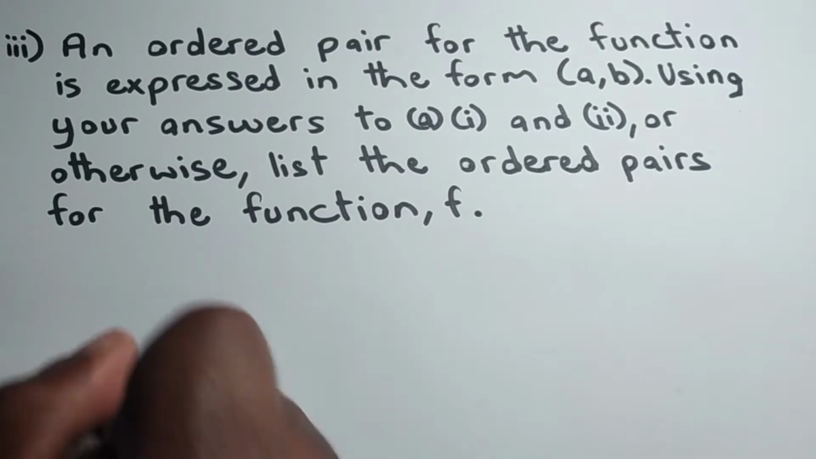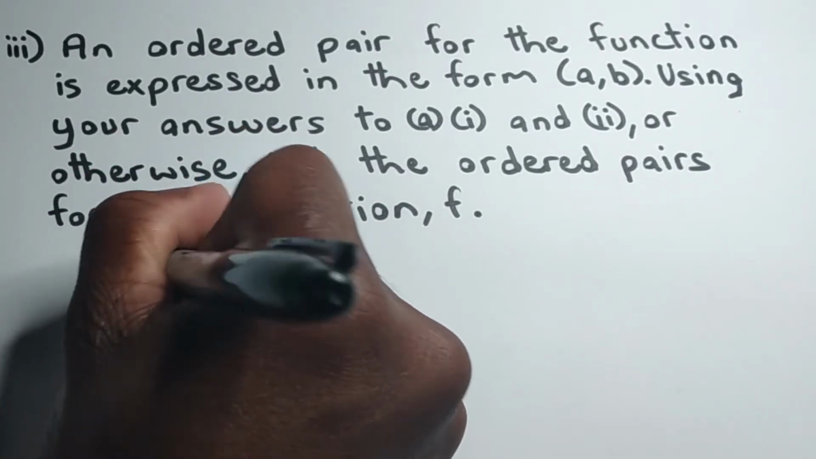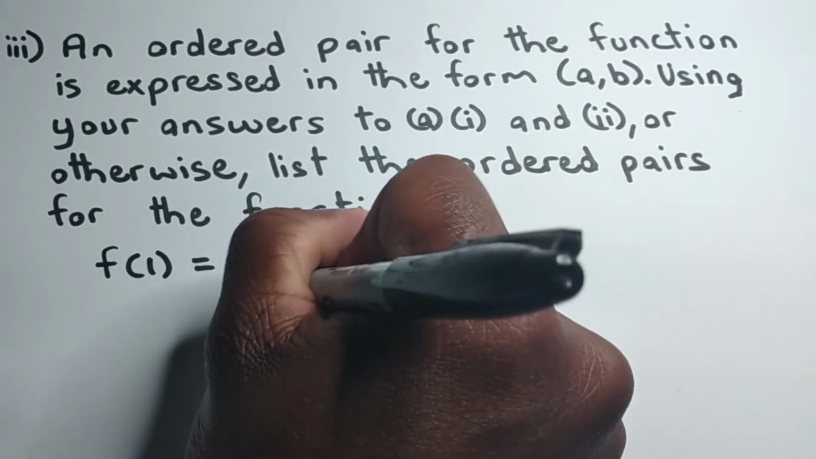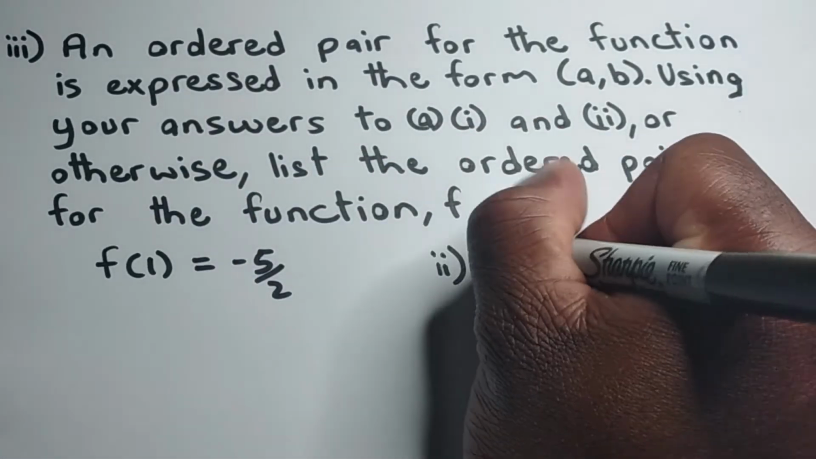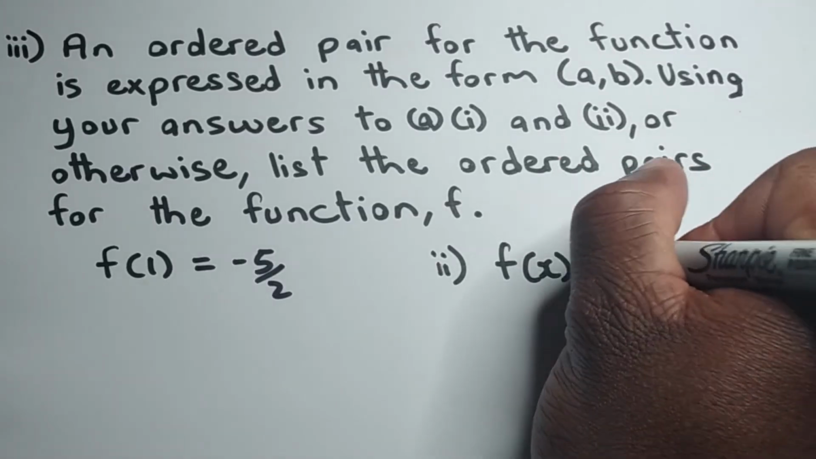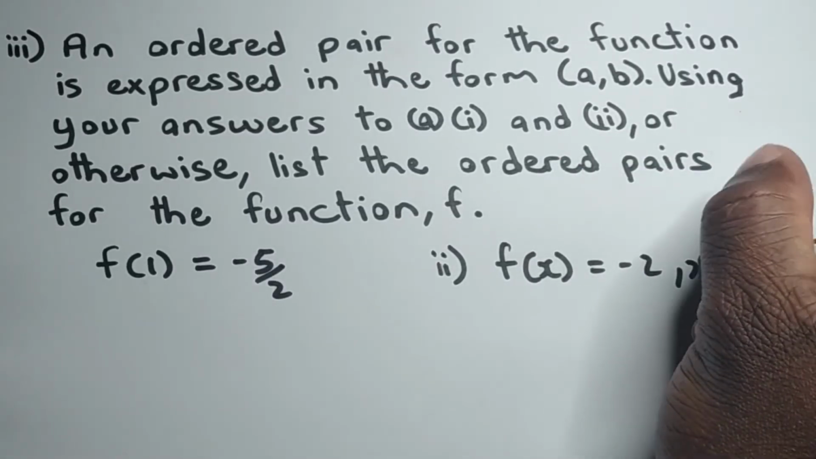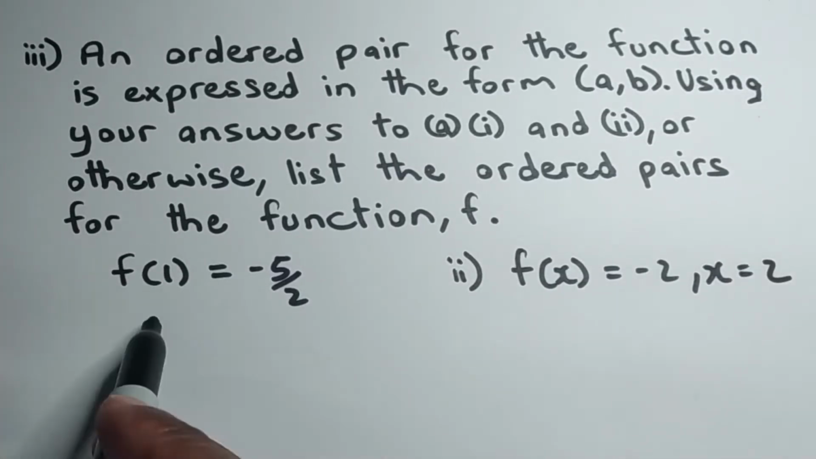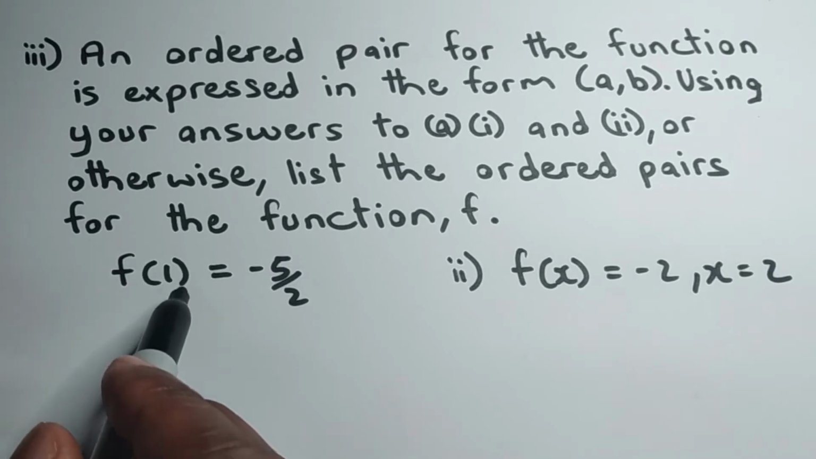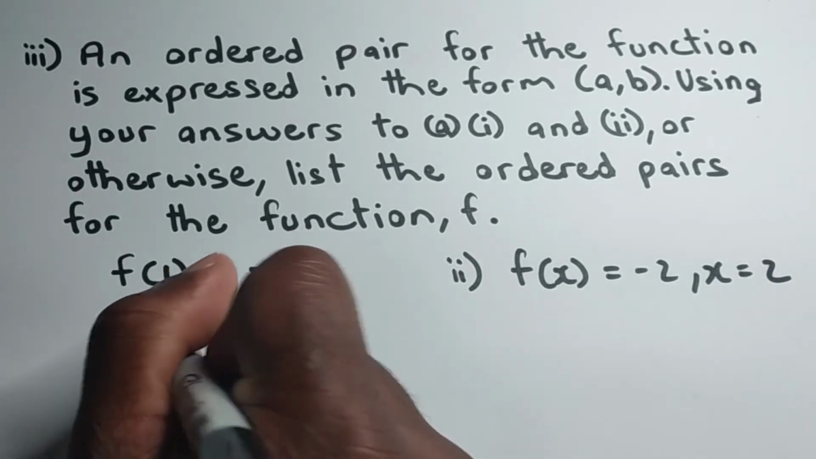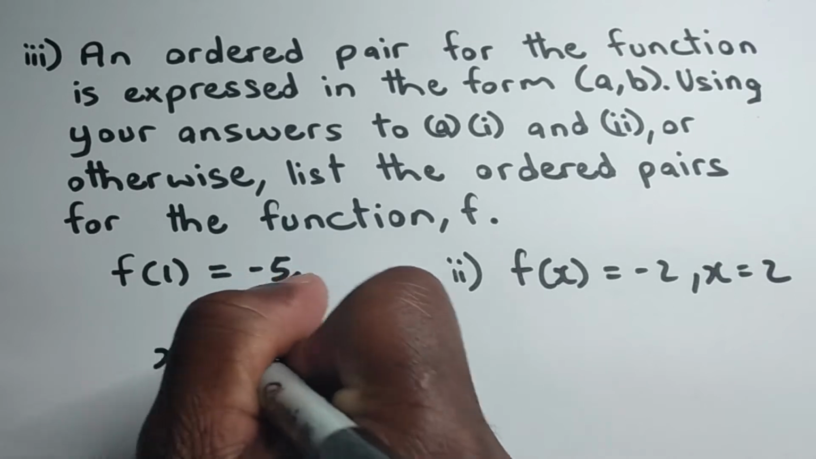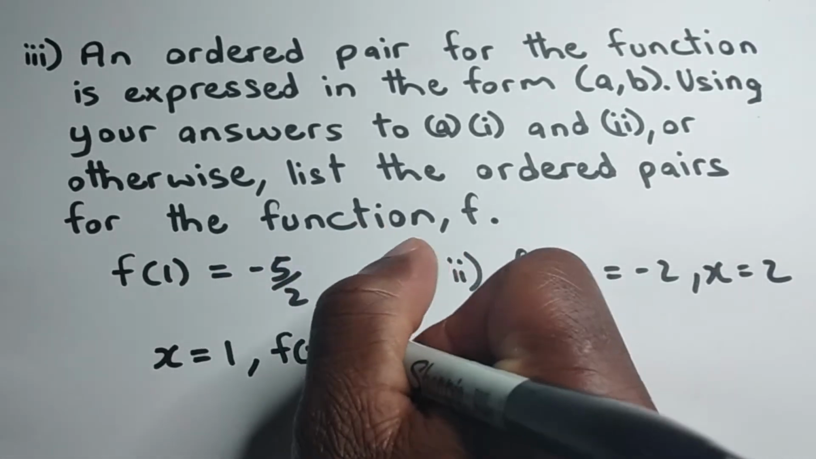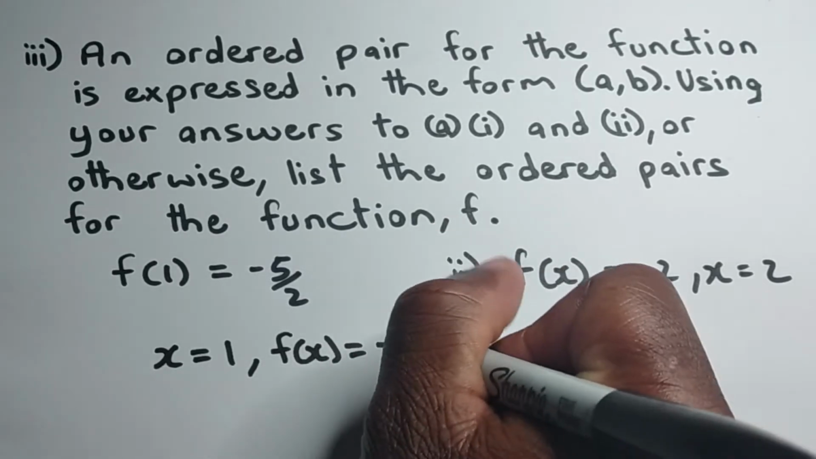So in part 1, we got f of 1 to give us -5 over 2. And in part 2, when f of x is equal to -2, our x value was 2, all right? So here, this one will actually represent our x value, all right, which is the domain. So x is equal to 1. So when x is equal to 1, f of x is equal to -5 over 2.